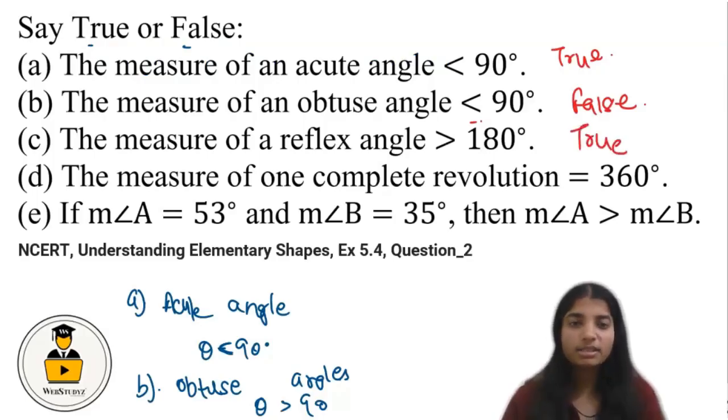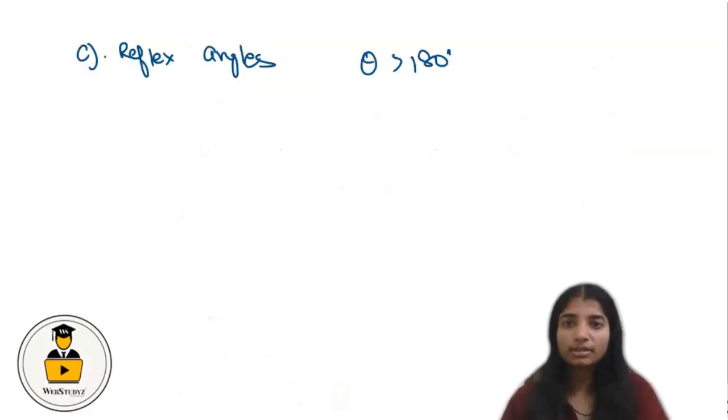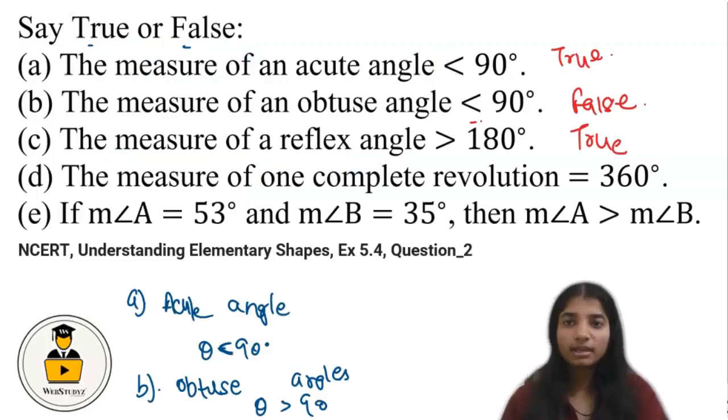Next is the measure of one complete revolution is 360 degree. So considering about D, here this D, measure of a complete angle. If we are considering about angle, this circle is representing the complete angle and the measure of this complete angle is 360 degree. So from here we can say that the measure of a complete angle is 360 degree. So this statement is true.